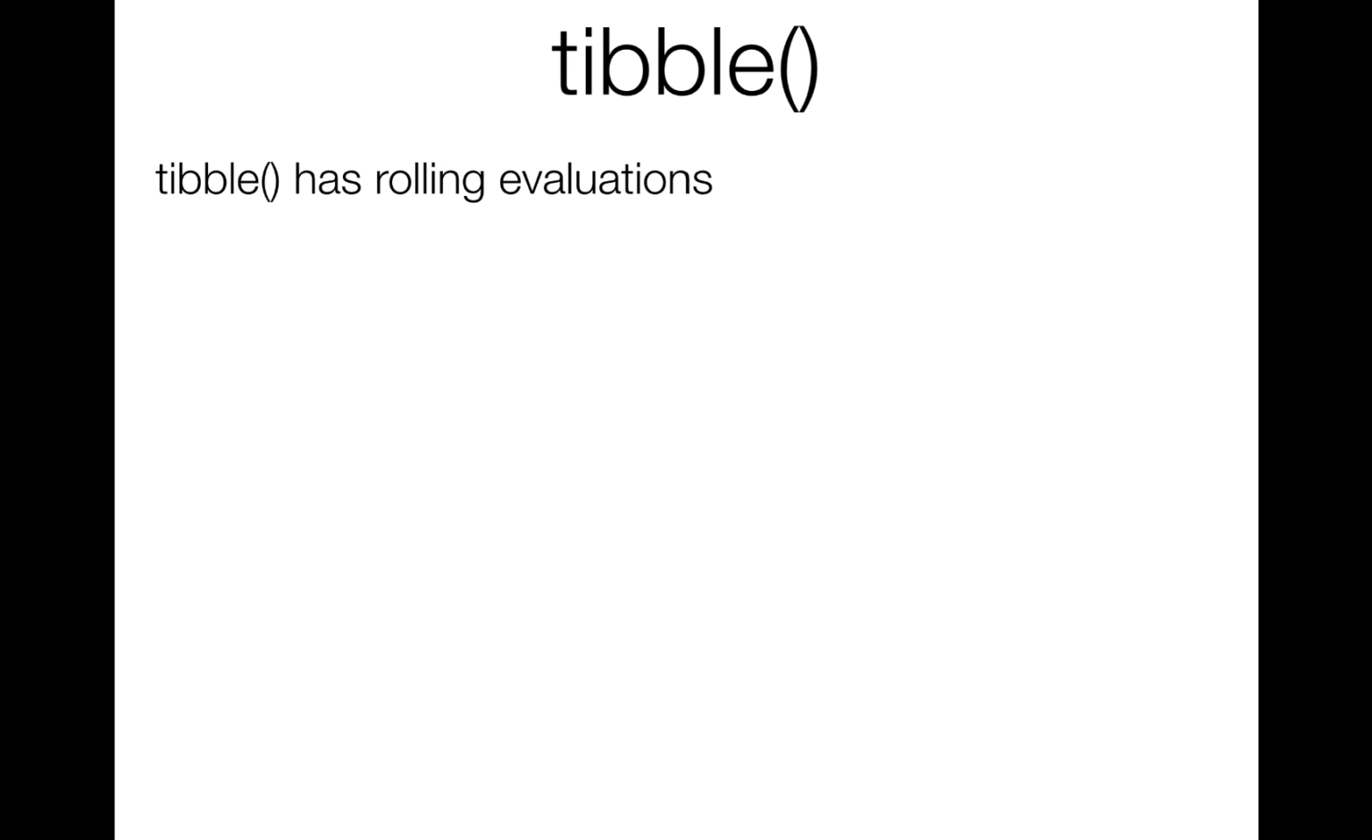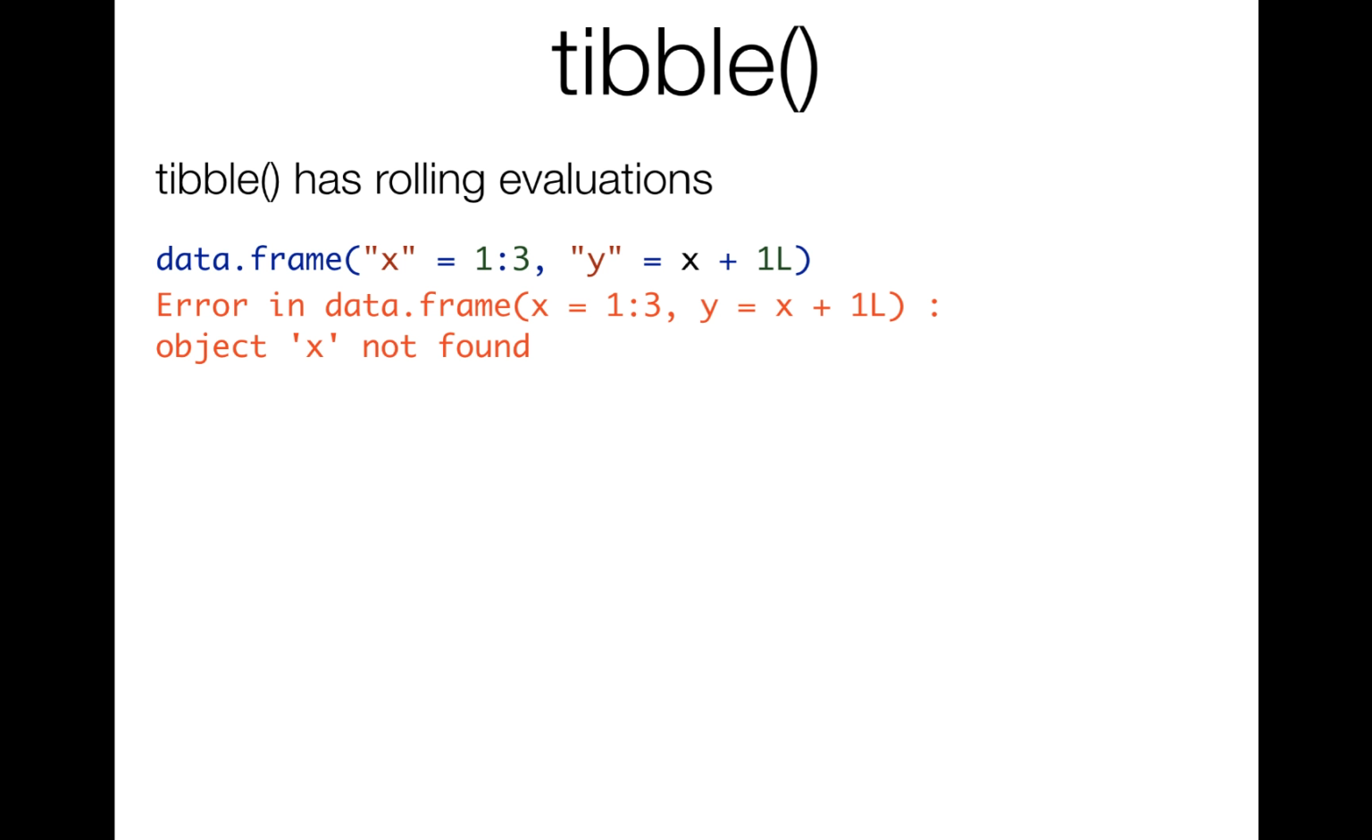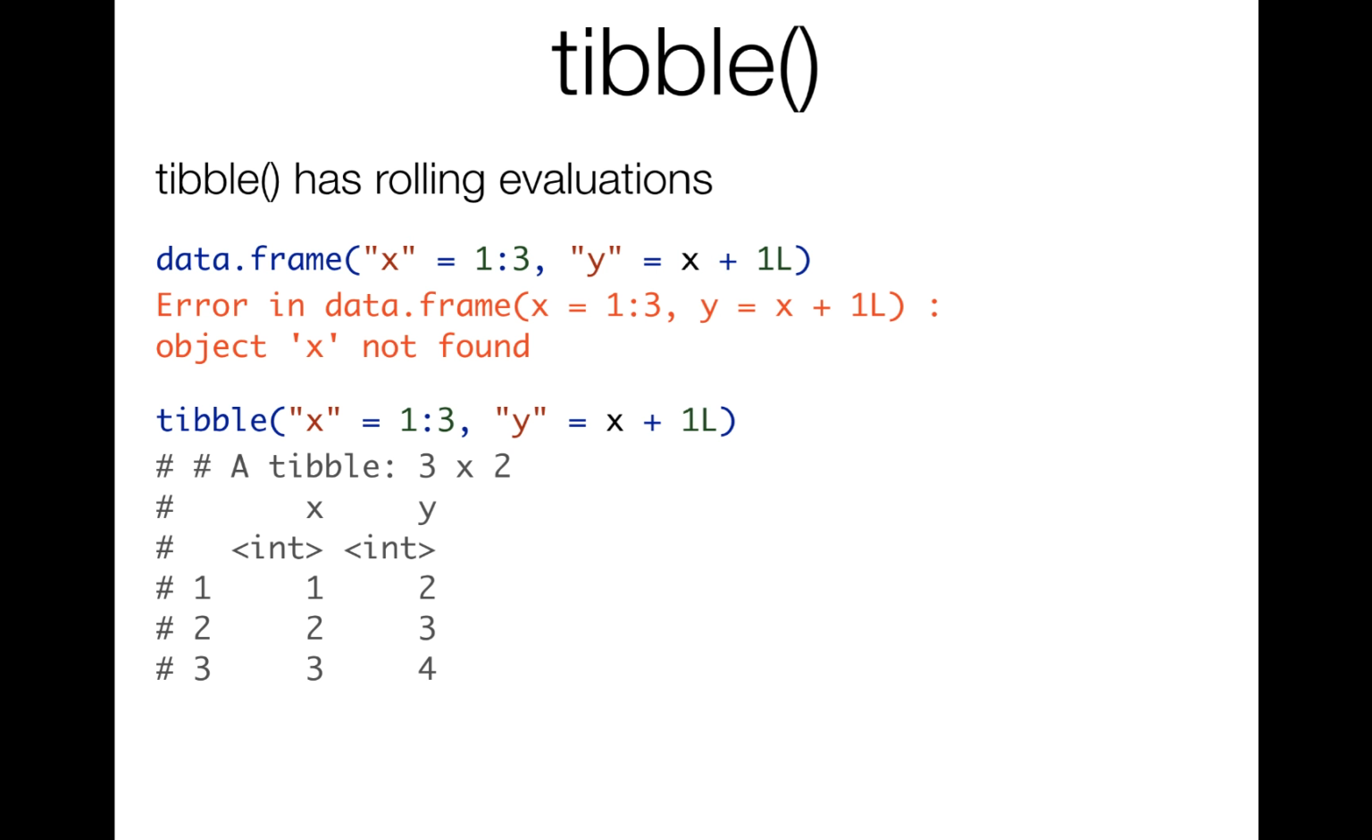Unlike data.frame, tibble also has rolling evaluations. What I mean by that is, let's suppose that you want to create a data frame with 2 columns, x and y. x is equal to the integer vector 1 to 3, and y is simply equal to x plus 1. The problem with doing this with data.frame is that it does not roll the evaluations. So in the second part, where we refer to x right here, data.frame does not know that x was created in the previous part because the evaluations don't roll. By contrast, if you use the tibble function, tibble does know how to do that kind of thing, and tibble rolls the evaluations, which is a really convenient thing to do.